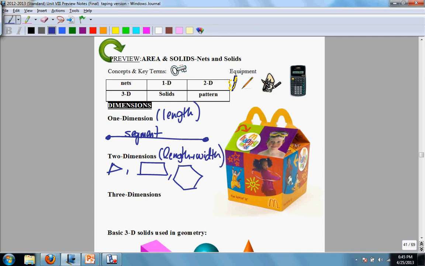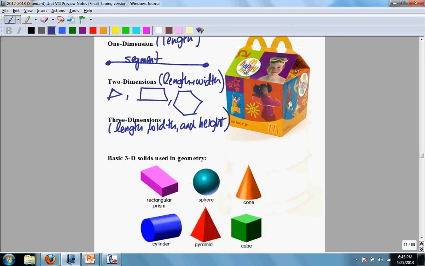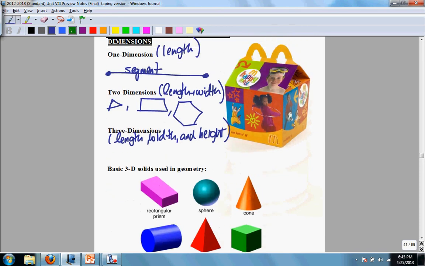3 dimensions is what we call solids. These are anything basically you can put your hand on. That would be length, width, and height. Length, width, and height. So something like a can, a soda can, would have length, width, and height.